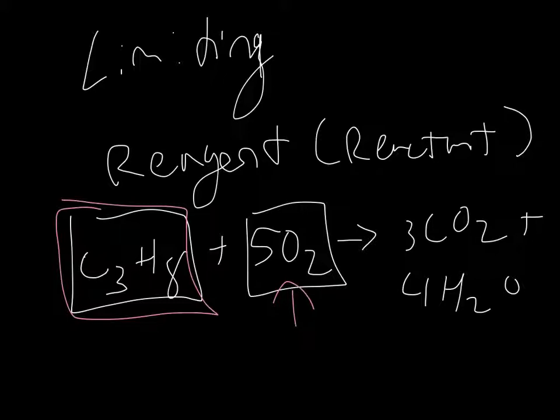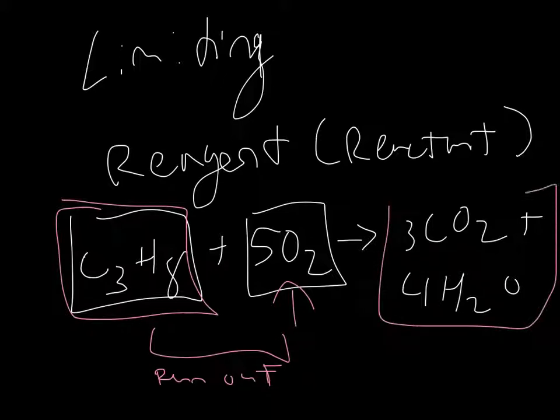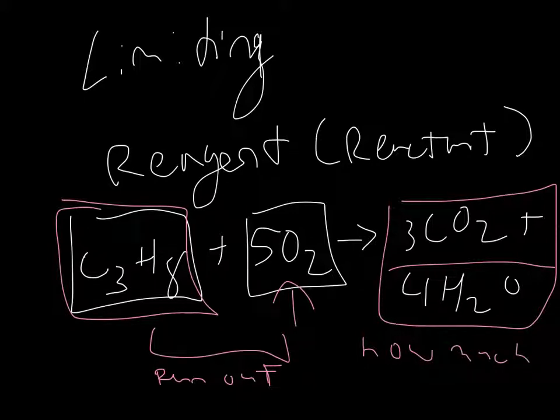So the idea of limiting reagent reactions is that first you find out which of the two reactants will run out, and then you will more than likely have to find out how much of each product was actually made using the limiting reagent. So that is generally what limiting reagents are about.